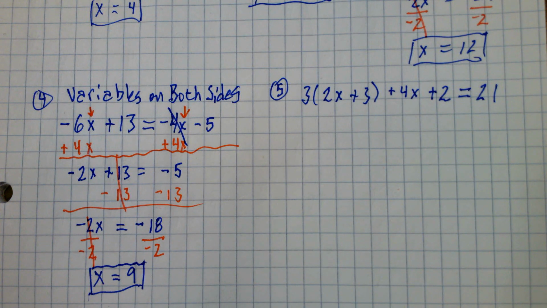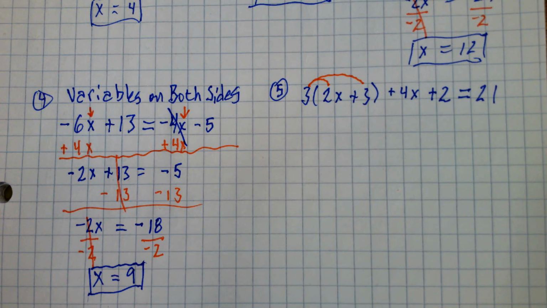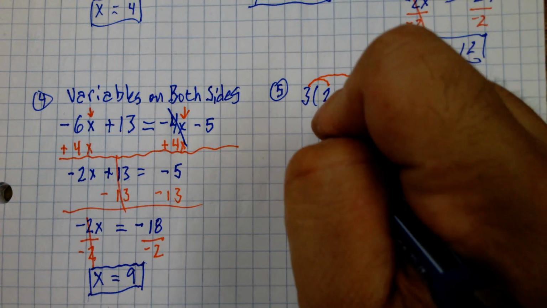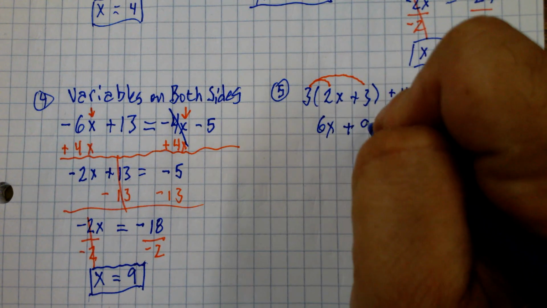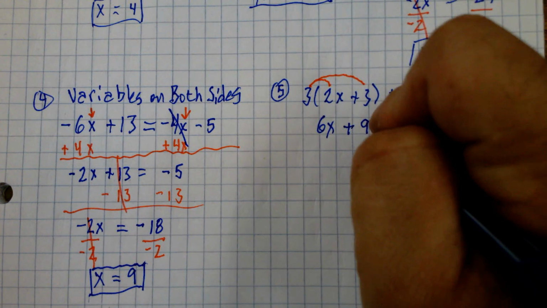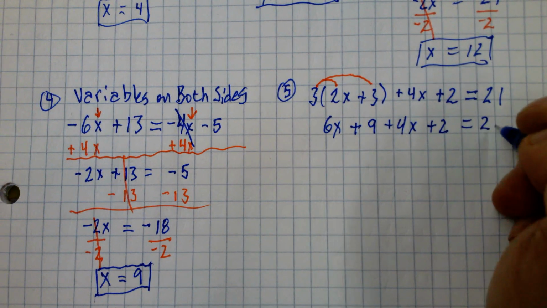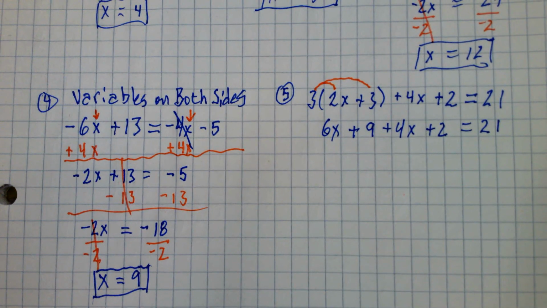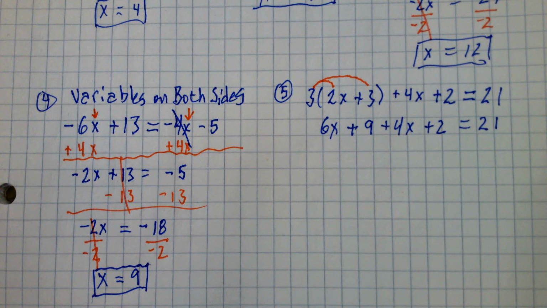So what's our first move here? What are we going to do first? Distribute. Parentheses is the first thing we want to eliminate. So we'll distribute the 3. So 3 times 2x, 6x. 3 times 3, 9. So plus 9. And then bring down the rest of this. Plus 4x plus 2 equals 21. Now we have, look at the left side here, we got lots of stuff that can be combined. So I'm just going to point it out.